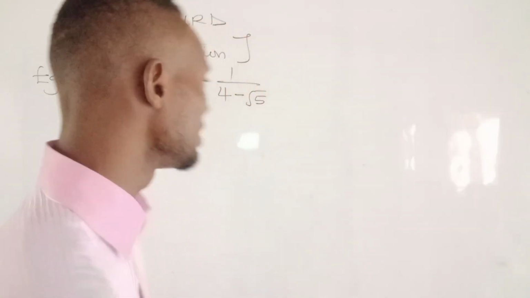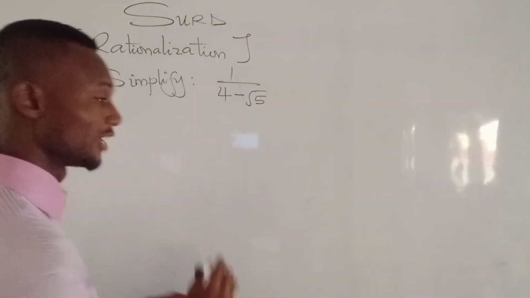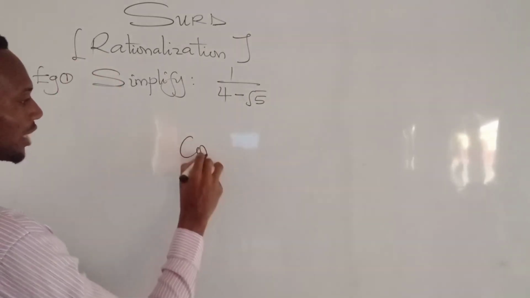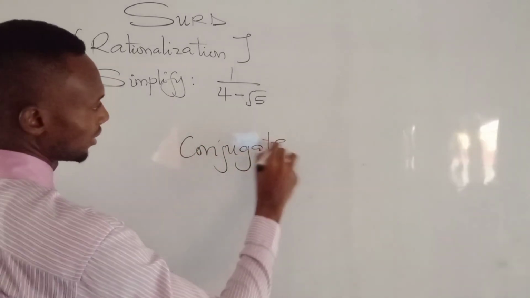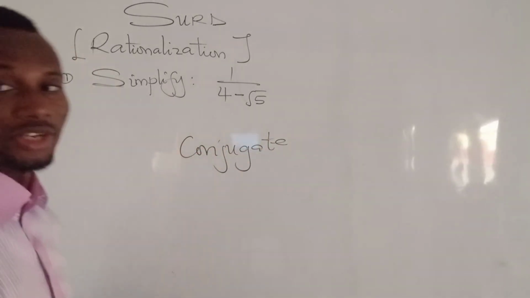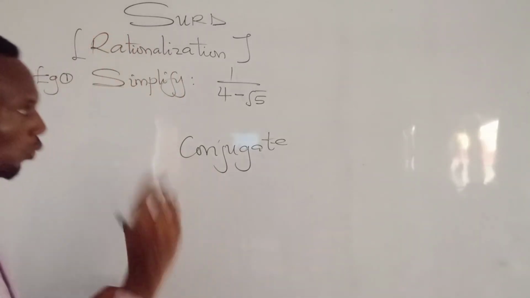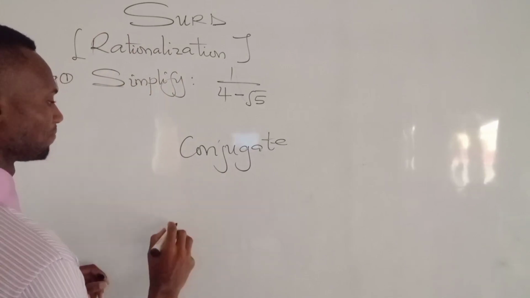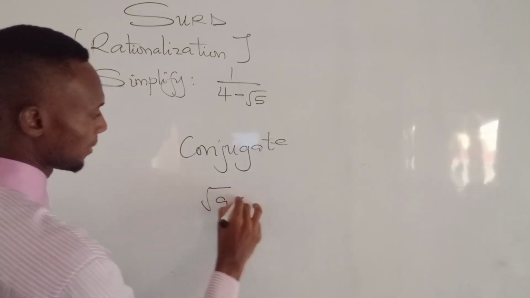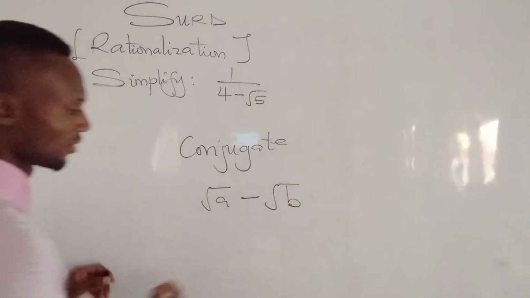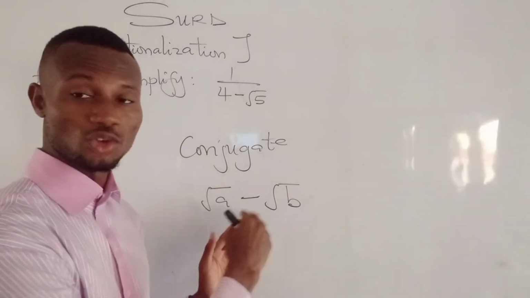Okay, so let me write the word down for you. This is the word, the conjugate of a surd. So conjugation of surds, or the conjugate of a surd. Okay, so now when I have something like this, let's say I have root a minus root b. So now this is an expression that contains surds.